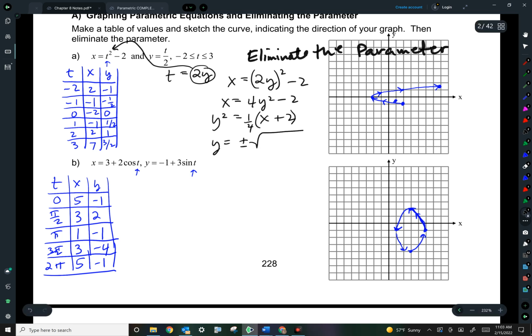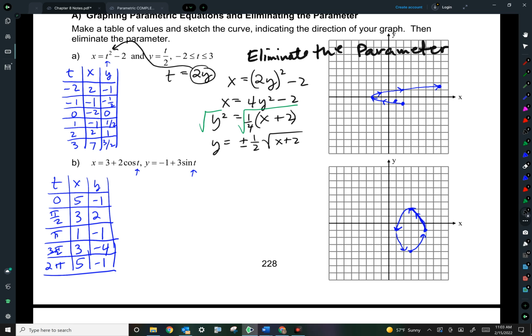the square root of, I'm going to take the square root of both sides. Let me show you here. Because I'm going to take the square root of both sides, I'll go ahead and say that the square root of 1/4 is 1/2. So I don't have to have that under the square root, and then I have the x plus 2.